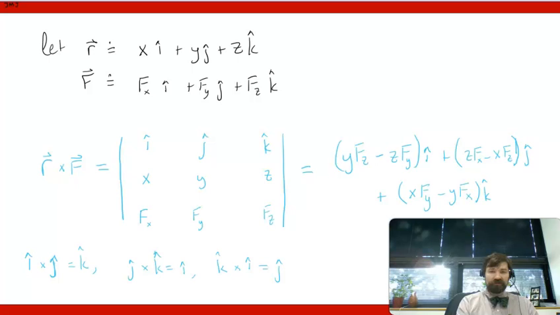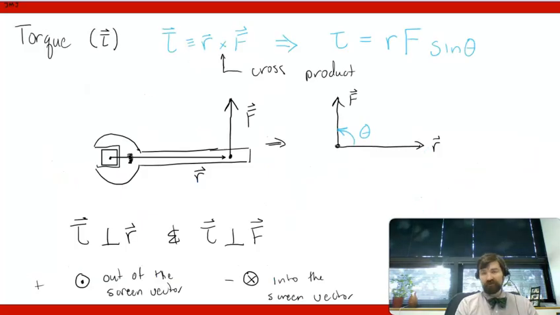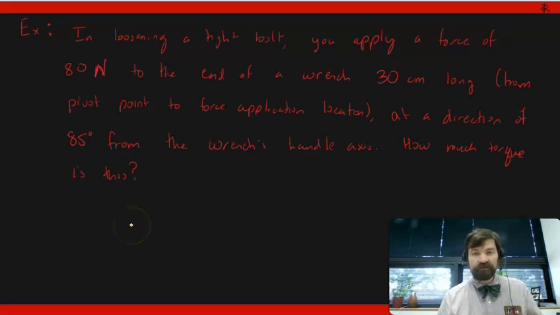Let's do a quick example to wrap up, and it will be just of the regular polar form of finding the magnitude. So let's say you want to loosen a tight bolt, so you apply a force of 80 newtons to the end of a wrench 30 centimeters long from pivot point to force application location, 85 degrees from the wrench's handle axis. How much torque is this? It might help to draw a little diagram.